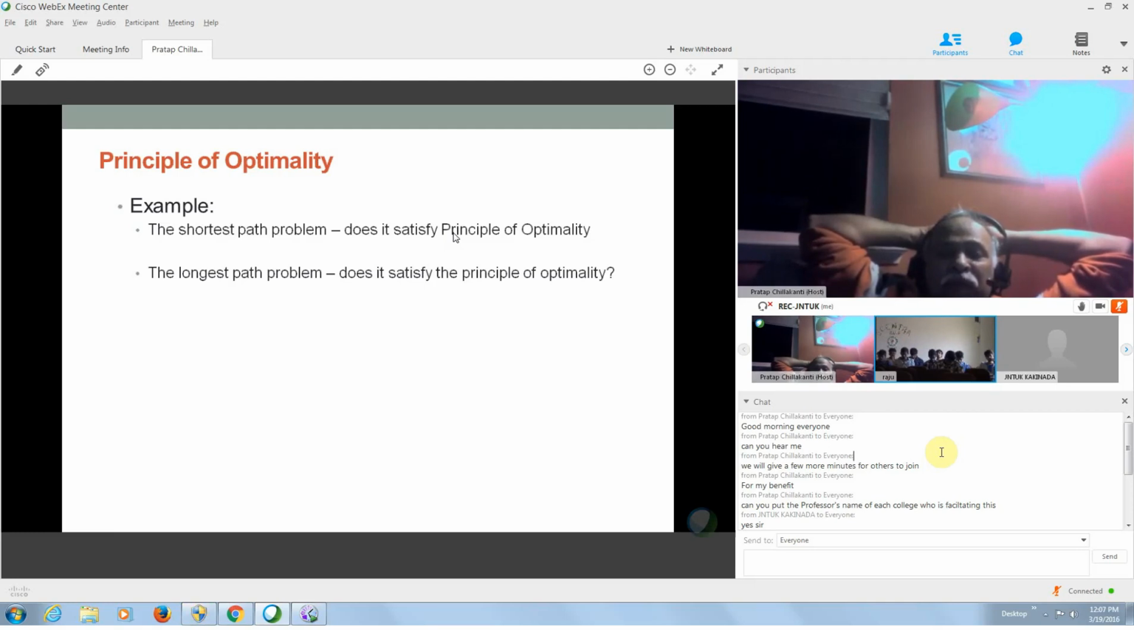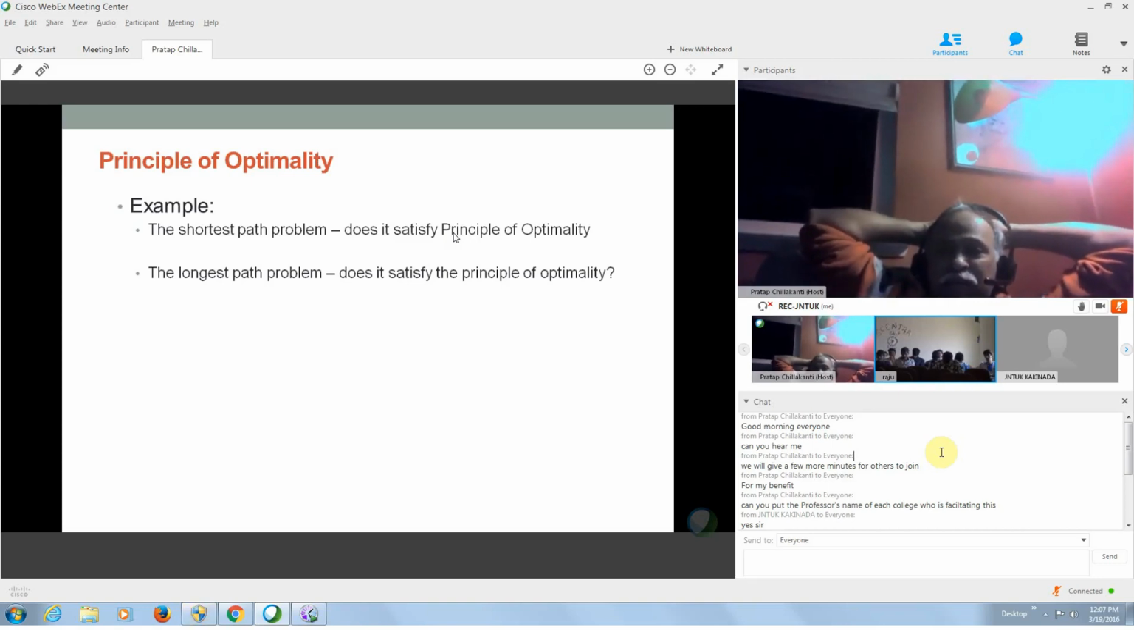If you have a path A, B, C, D, E, or A, B, C, okay? No, you need A, B, C, D, okay? If you take a subpath from there, you can prove by contradiction. Because if the subpath is not optimal, then from A to D there must be some other path which gives you lesser path distance, right? So you use the proof by contradiction and say that yes, it does apply.